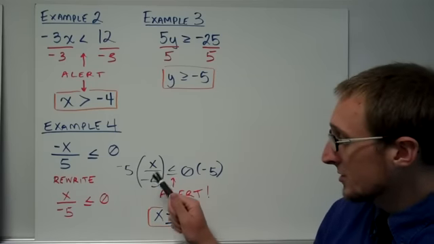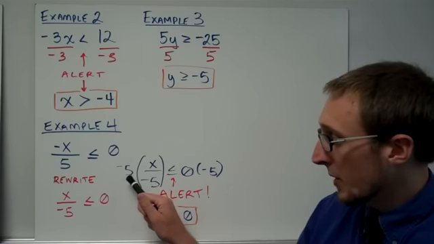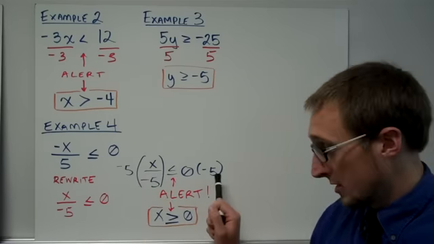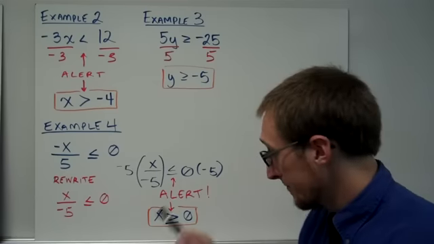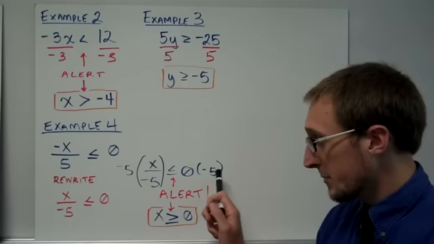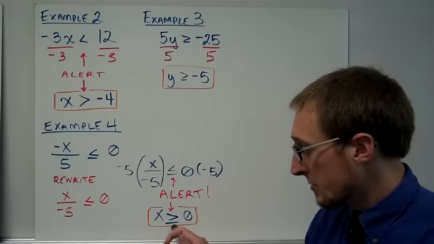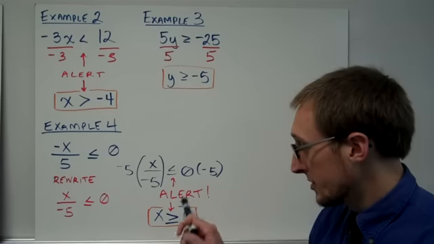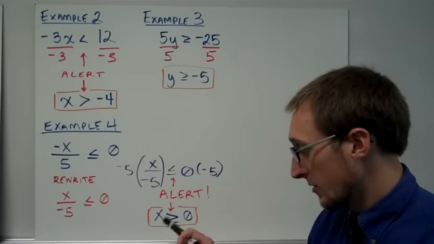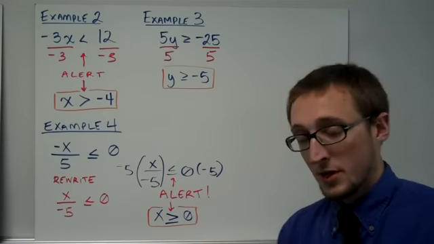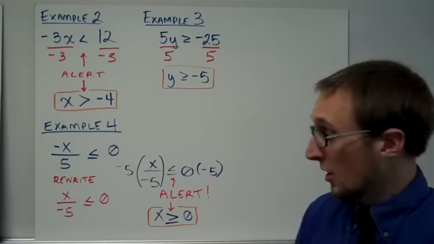So we have x over negative 5, and we're multiplying both sides by negative 5. That should send a little alert to your brain. Multiplying both sides by a negative, this less than or equal to sign now reverses to make a greater than or equal to. And since 0 times anything is 0, our final answer is x is greater than or equal to 0.